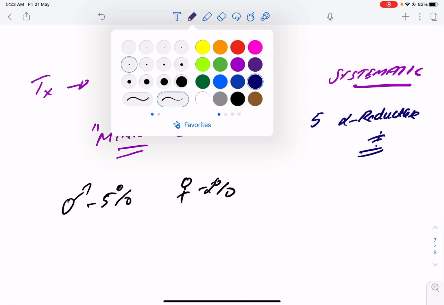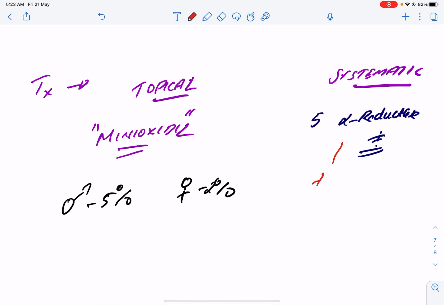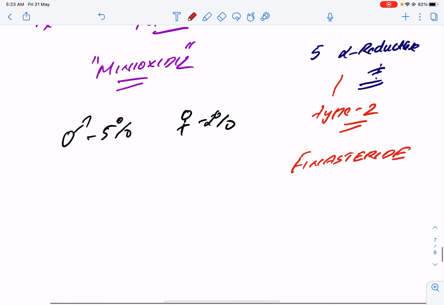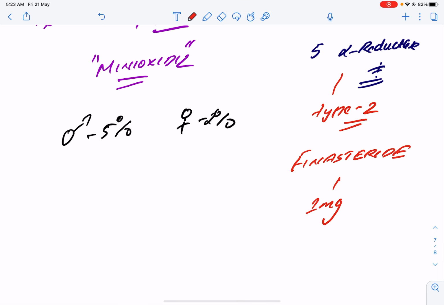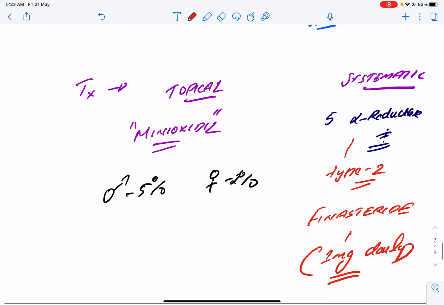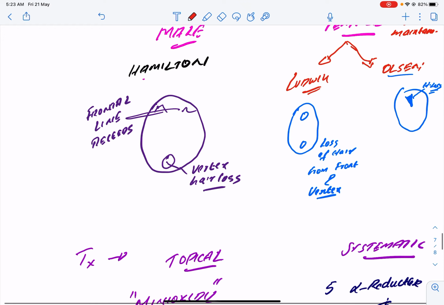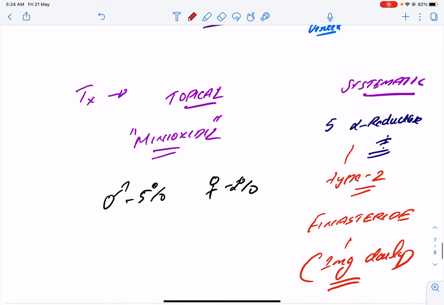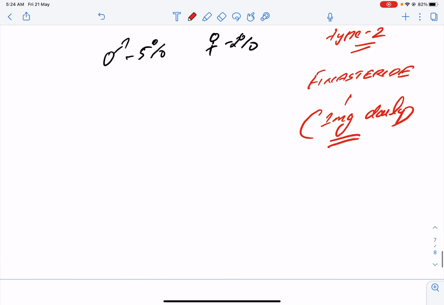Then systemic means by tablet, we can take 5 alpha reductase inhibitors. We have different types of it; mainly we use the type 2 one. The best example is finasteride, and we take 1 mg daily without any side effect. They will prevent dihydrotestosterone formation. So those are the different types of hair loss and how we manage them. They are commonly seen.